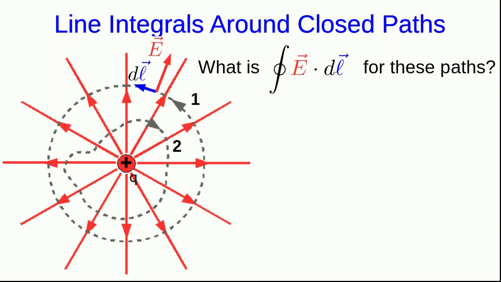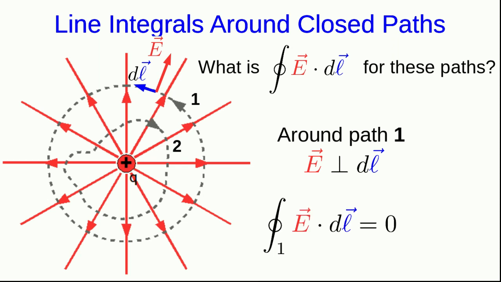Well, notice that for the circular path 1, wherever you look, the length element is perpendicular to the E field. And so we can see, since the E field is perpendicular to the direction we're going everywhere around the path, and there's a dot product in the integral, that integral must be 0. Well, what about the line integral around path 2?